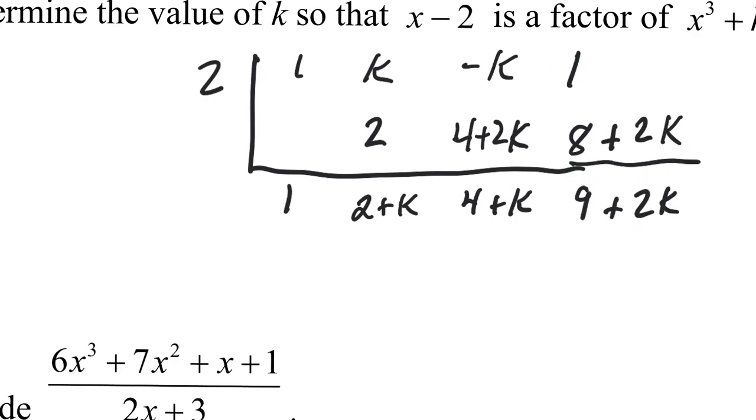So in order for x minus 2 to be a factor, this right here has to equal 0. So simply set that equal to 0 and solve for K. So 9 plus 2K equals 0, so K equals negative 9/2. Check it out and see if it works. Plug it into the calculator and graph it and see if 2 is a 0. Check it out.